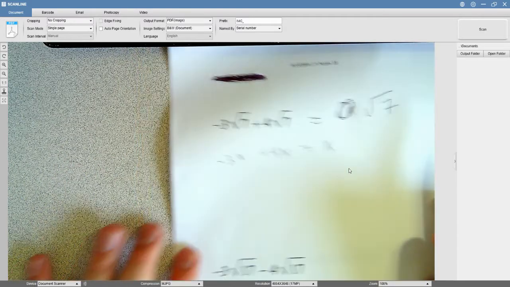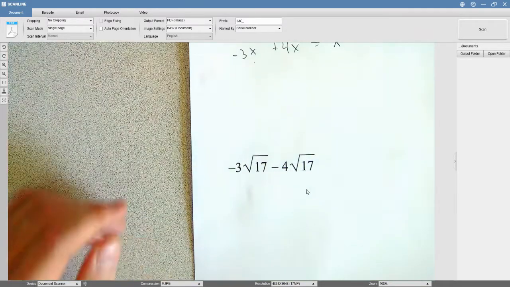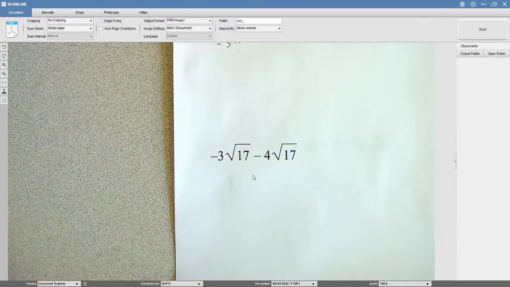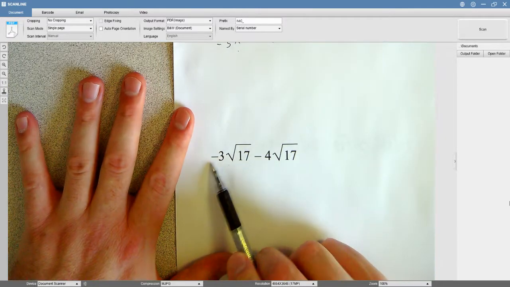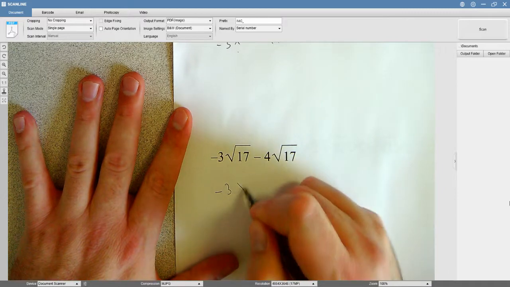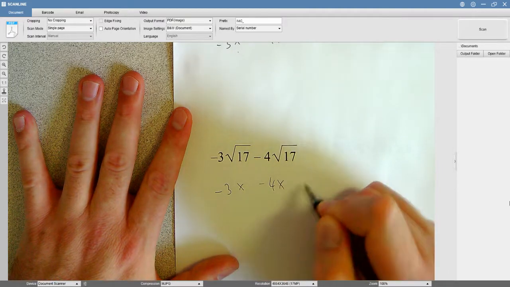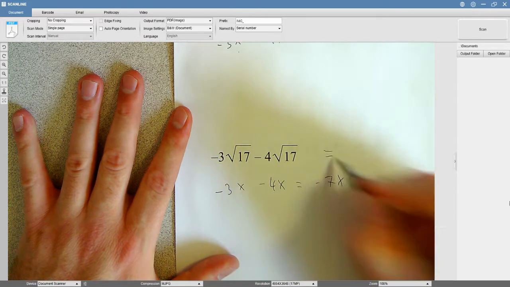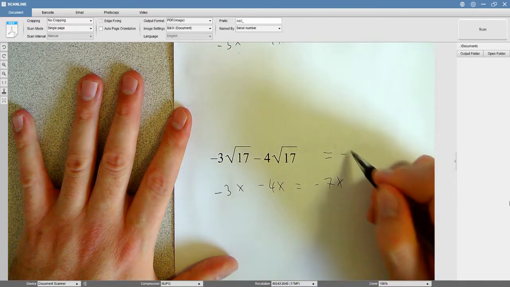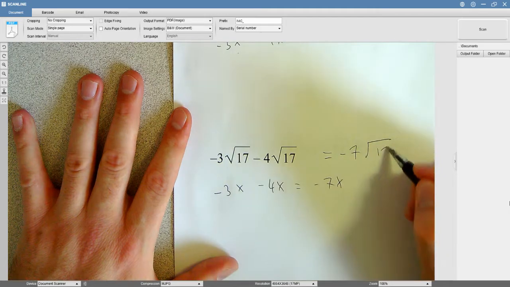Let's talk about this next one. This next one is very similar in that the square root of 17 cannot be reduced. So this is the same thing as something like -3x minus 4x, which is -7x. So the same thing here. This just becomes -7 square root 17.